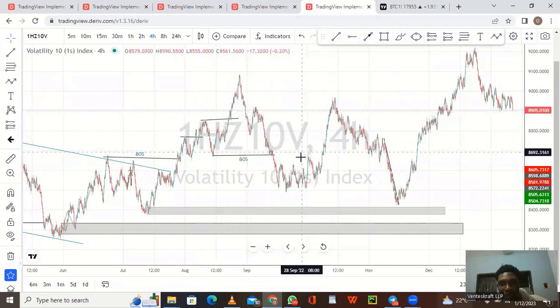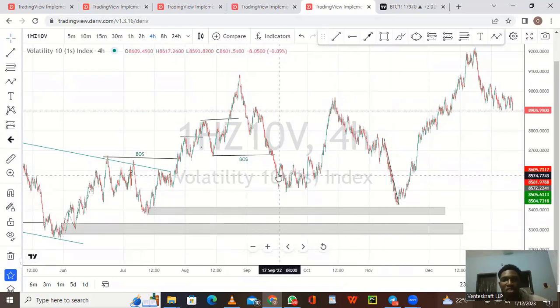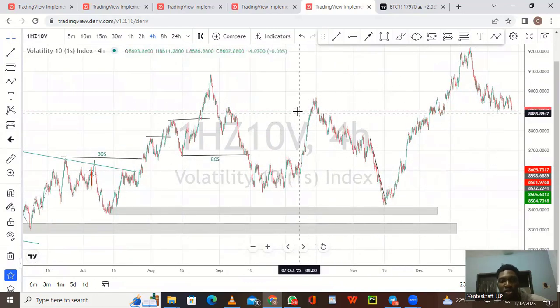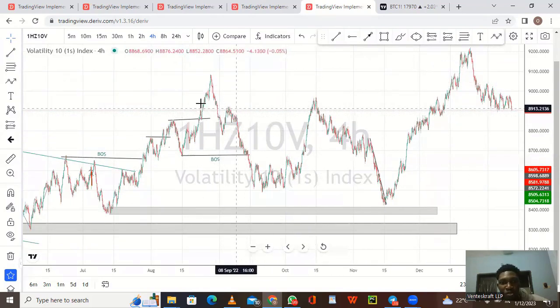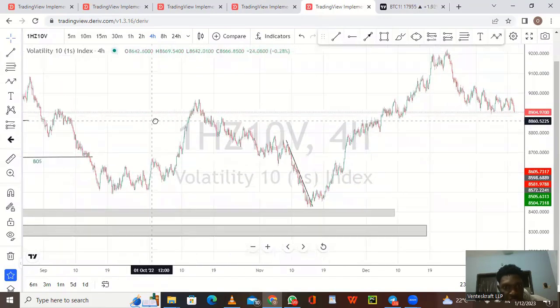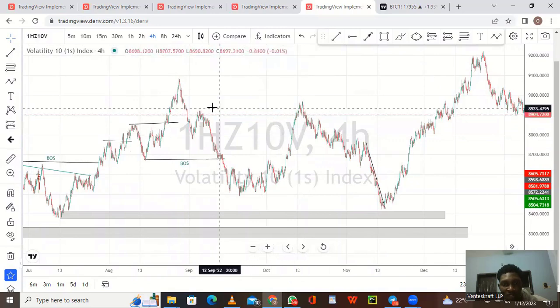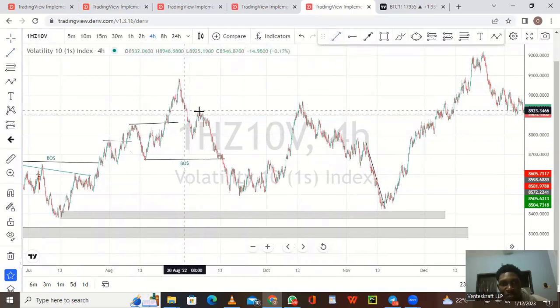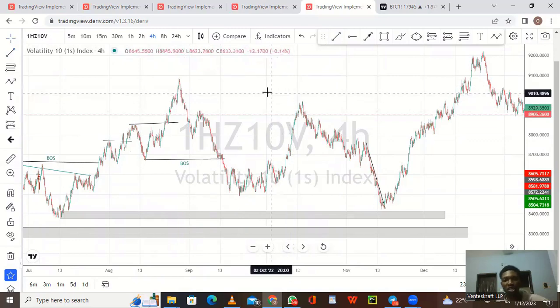Then we expect that there should be a pullback before the market creates a new lower low. And then you see the market rallying all the way up. If you pull out your Fibonacci, I can actually refer to this point as a fake out. Then you see the market pull all the way to this point. This is more like the 100% Fibonacci level.